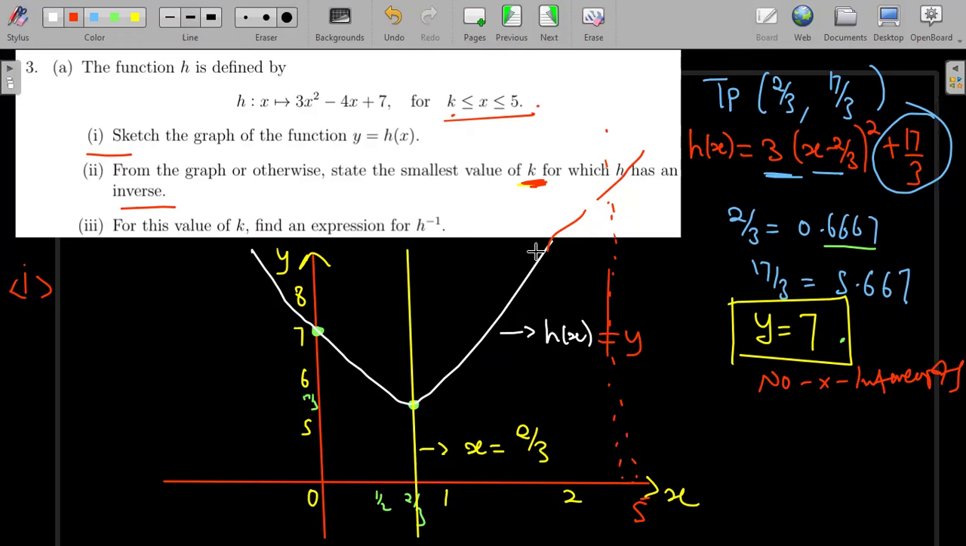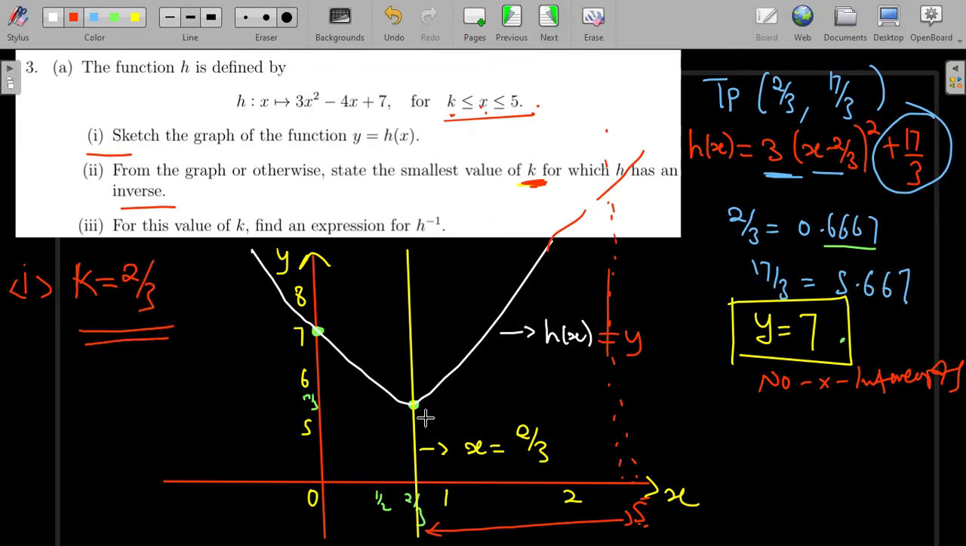If it has an inverse, it means the domain has been limited. So in the interval of x being greater than a certain value k and less than or equal to 5, x runs from this point all the way up to 5 here. If we take this point, then the function will be one-to-one and it will have an inverse. So what is the smallest value of k? It's the x coordinate of the turning point, so the smallest value of k for which this function has an inverse will be 2 over what?